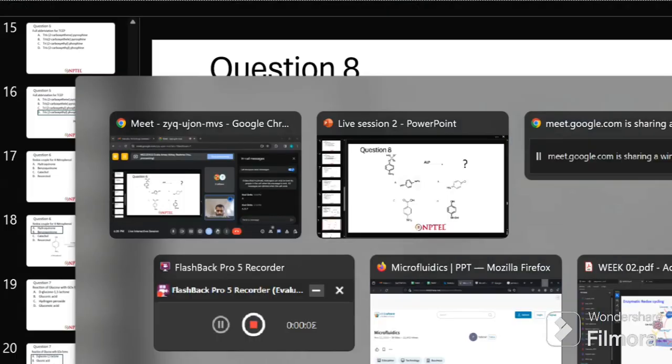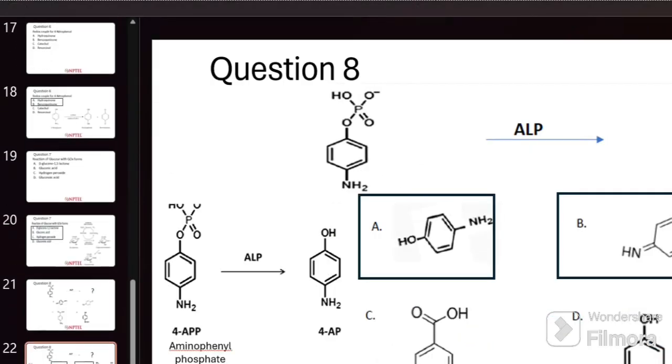I'm not seeing any answer from your end, so I'll just go ahead with the answer. So basically, this is aminophenol phosphate. Aminophenol phosphate is the starting chemical. So ALP basically is there in the labeling element. The labeling antibody is conjugated with ALP, an enzyme.